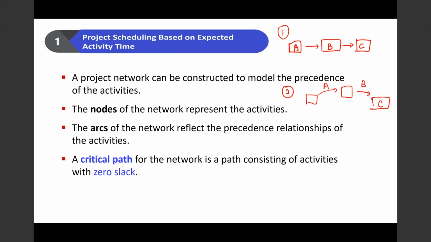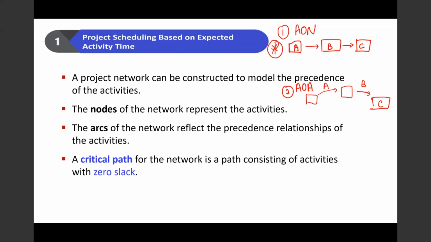This is the AON network and this is the AOA network. Activity on node, where the activity is inside the node, and AOA, activity on arrow, where the activity is on the arrow itself. So in this particular topic, we are going to use the AON method, where the activity is on the node itself.